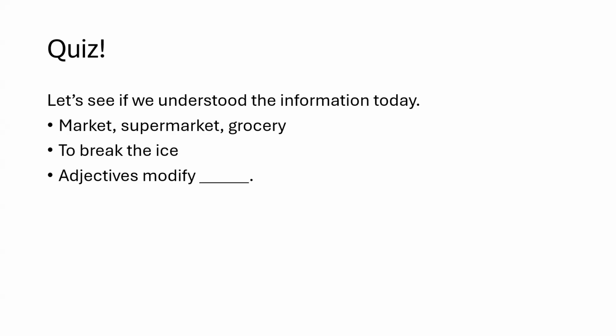And then true or false, adjectives always come before the word they modify. That's actually false, as we saw in some cases. When you form a sentence, you can put the adjective after the noun. The blue sky is before the noun. The sky is blue is after the noun. So that's what we'll do to complete the class.